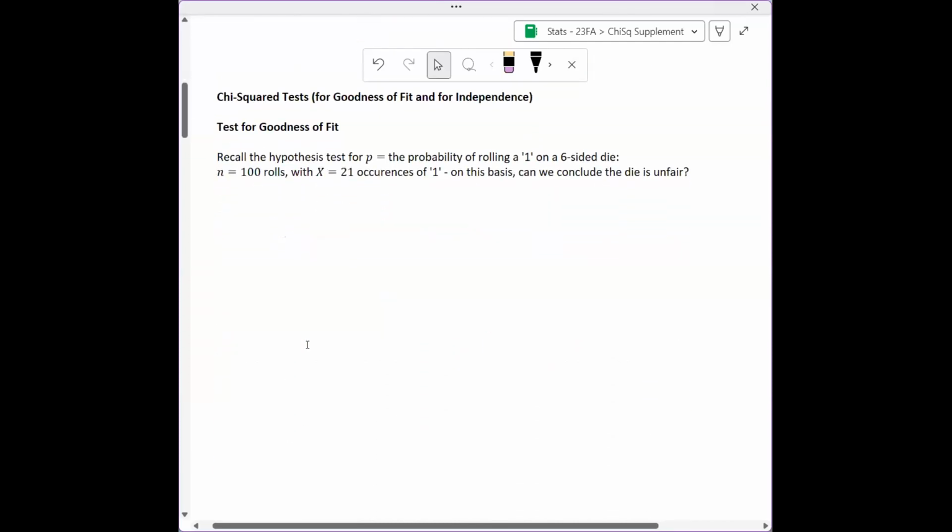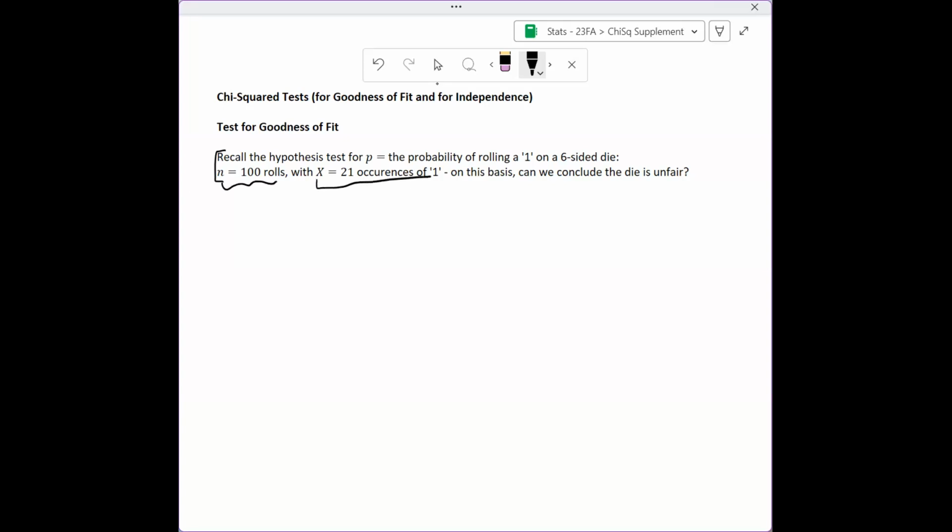To motivate the chi-square tests, we're going to think back to a problem we had encountered earlier in chapter 8, where we were looking for a hypothesis test for a proportion p, the probability of rolling a 1 on a six-sided die. Here we had a sample of 100 rolls, and we had 21 occurrences of 1. We wanted to know, can we conclude the die is unfair?